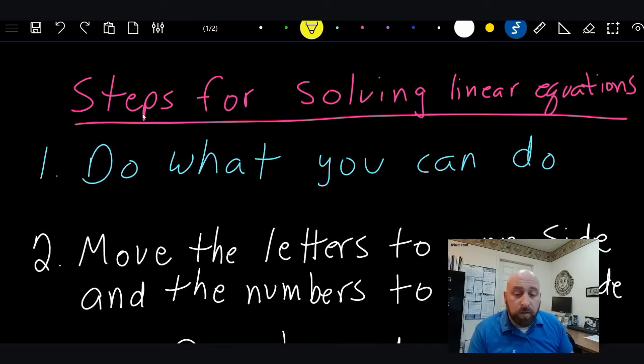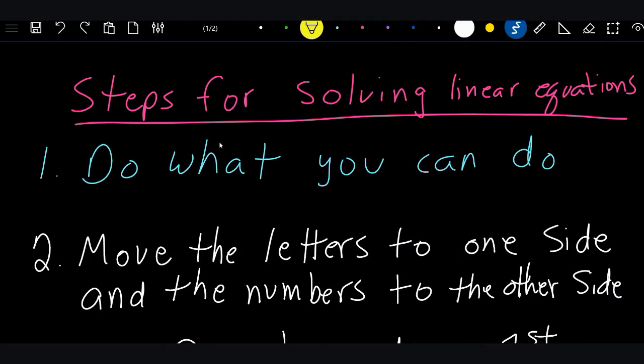All right, the first thing we want to do is check this out. I like this. I came up with this. You're not going to find this in the book, I'm sorry. They have some steps there, but they're not the same as mine. So number one, do what you can do. What does that mean? When you look at it, is there anything that you can solve just by looking at it?